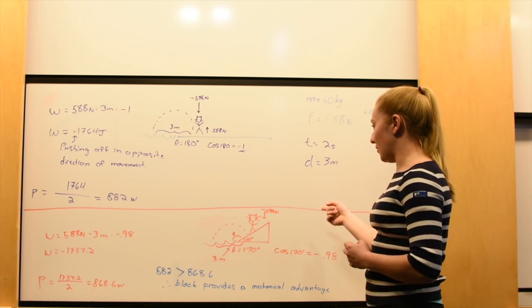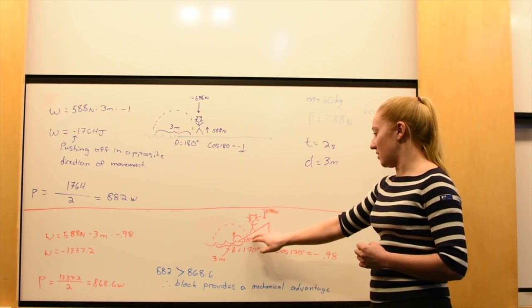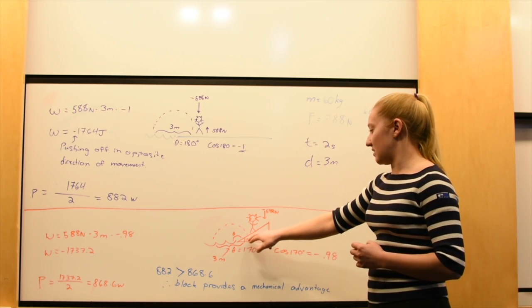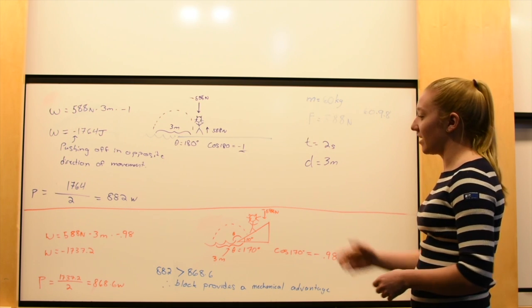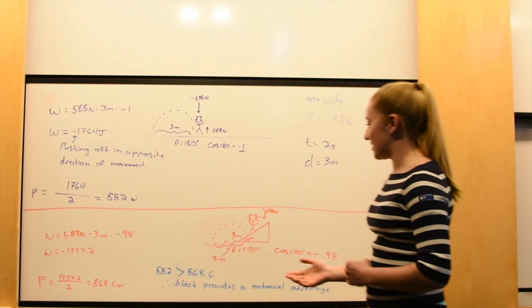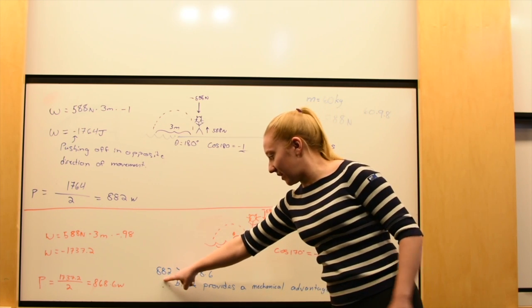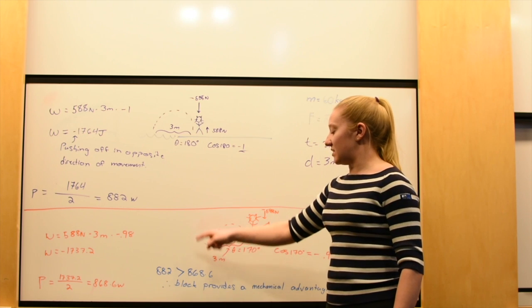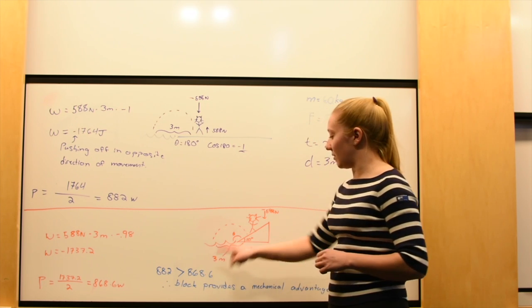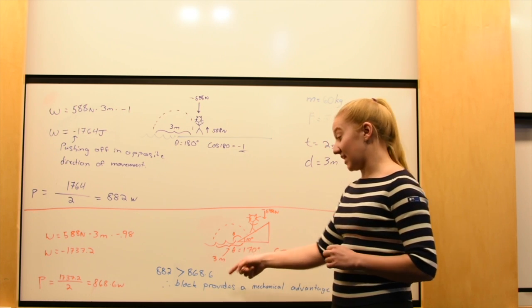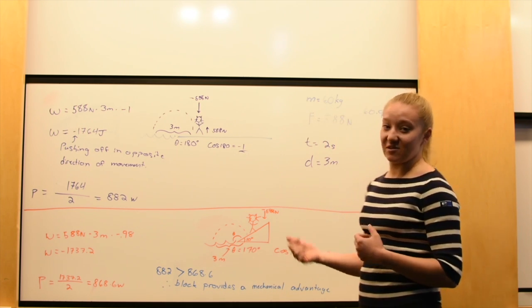Similarly, we did calculations jumping off an inclined plane. However, this time the incline is 10 degrees, so we adjusted calculations accordingly and found that at the end of all this, the power from jumping off a level surface, 882 watts, is more than the power needed to jump off an inclined plane, 868.6 watts. So therefore, the block provides a mechanical advantage to the swimmer.